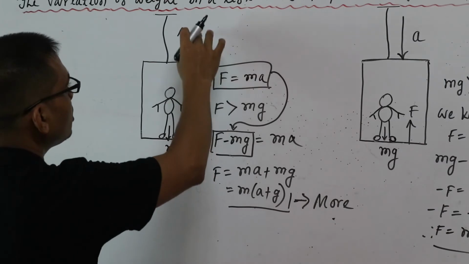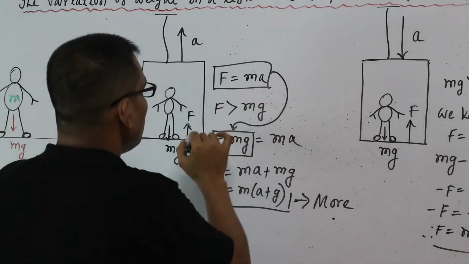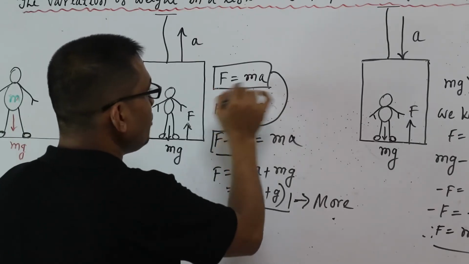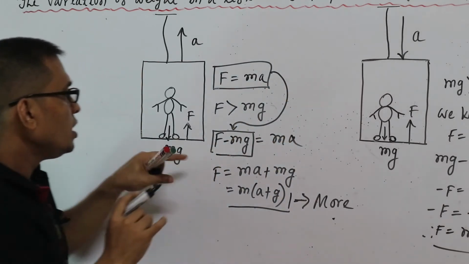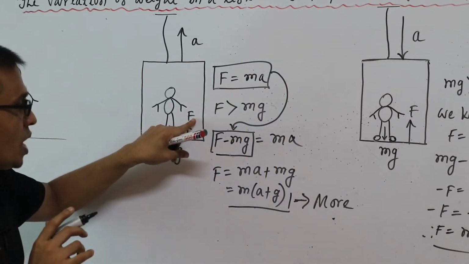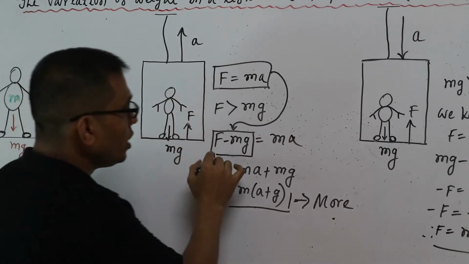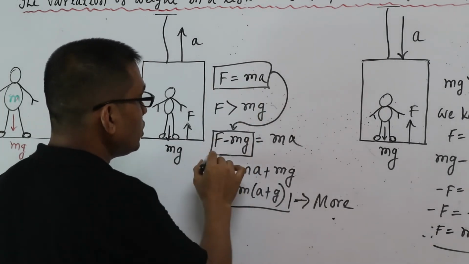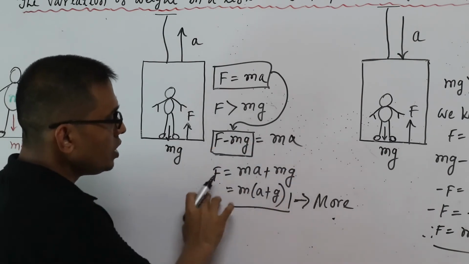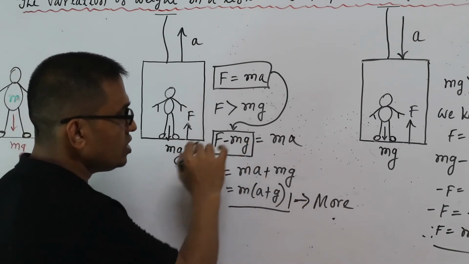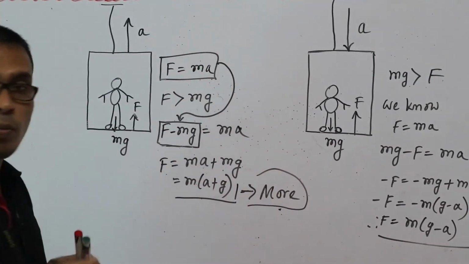It accelerates with acceleration a. So using the formula, F equals ma, and here the force applied by the lift will be greater than the weight of that person. Now we get the resultant force F minus mg equals ma, so F equals ma plus mg, and the weight will be more at the time of lifting up.